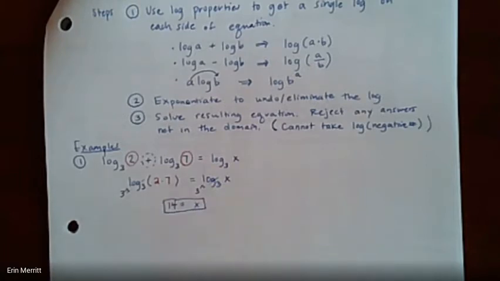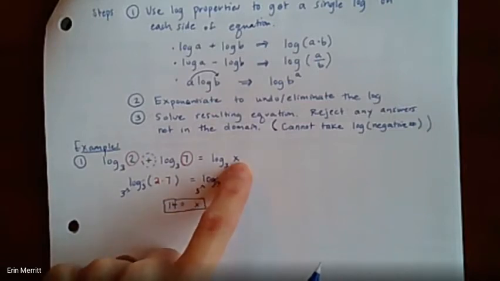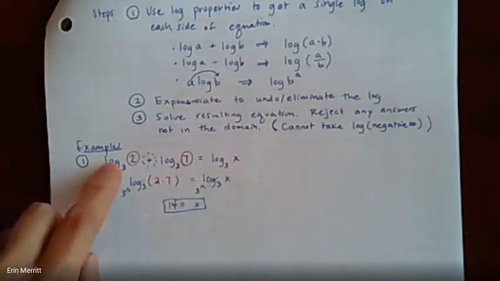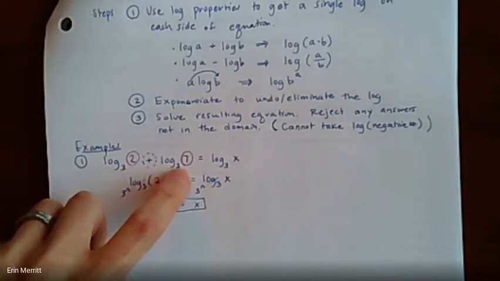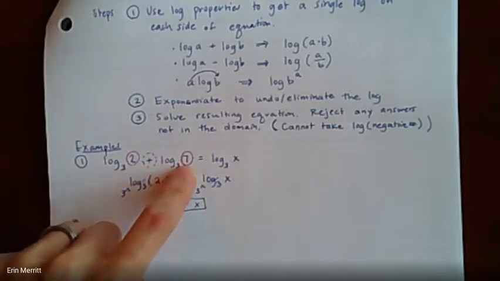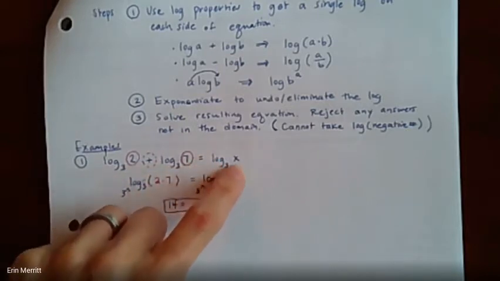As for rejecting any answers, just think, if I put 14 up here, that's a positive number. It's going to be perfectly fine. And can I check it on the calculator? Of course you could. You could do log base 3 of 2, add it to log base 3 of 7, and see what decimal you get. Over here, if you do log base 3 of 14, you should get the exact same decimal.